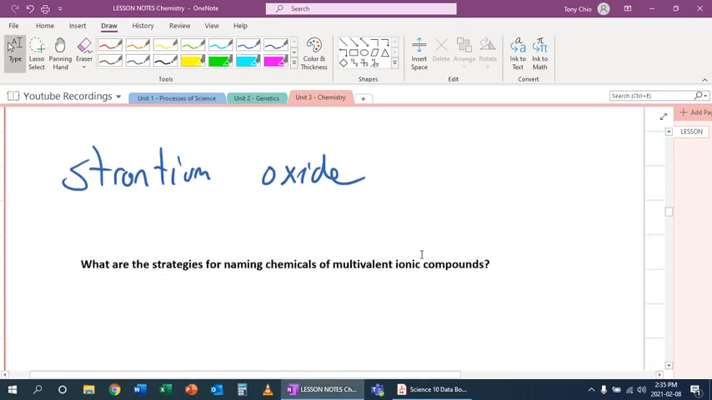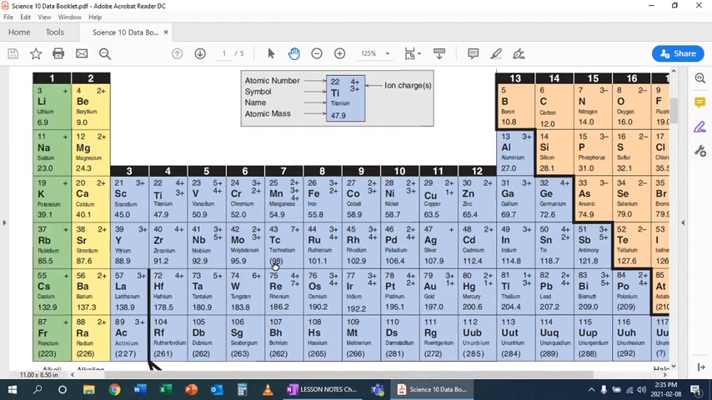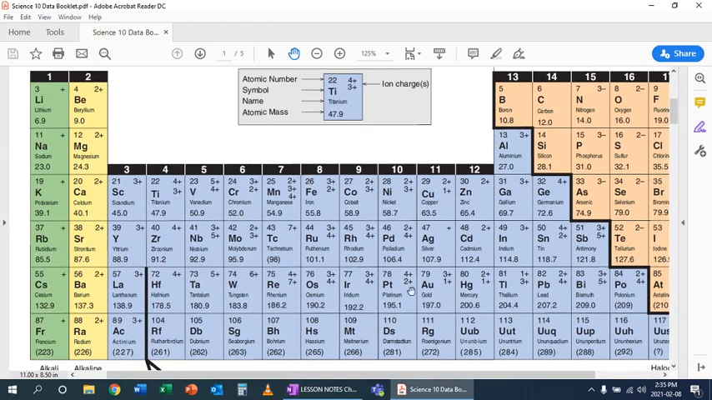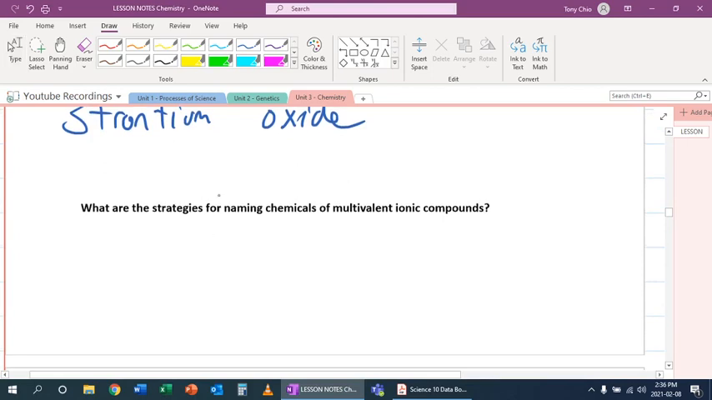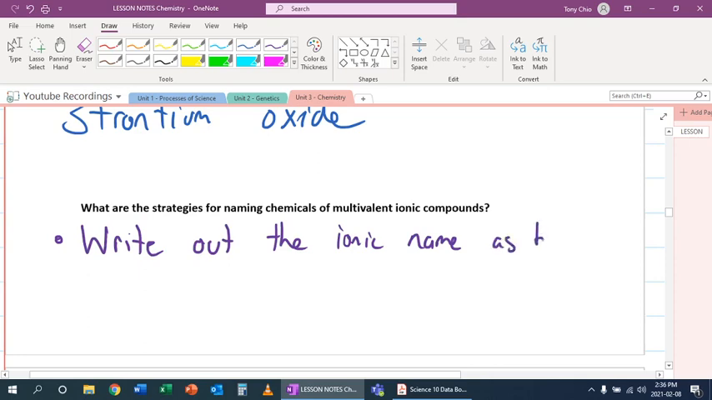If we look at now, what happens if you deal with the multivalents, which are these ones? You define the Roman numeral, because that's the difference between these multivalents, which need Roman numerals to state which one of these you're dealing with, versus the non-multivalents, which only have one charge. So what do you do to write the chemical name? First of all, we should write out the ionic name as before. So if it's, for example, iron oxide, we write out iron oxide. We just need to now find that Roman numeral.